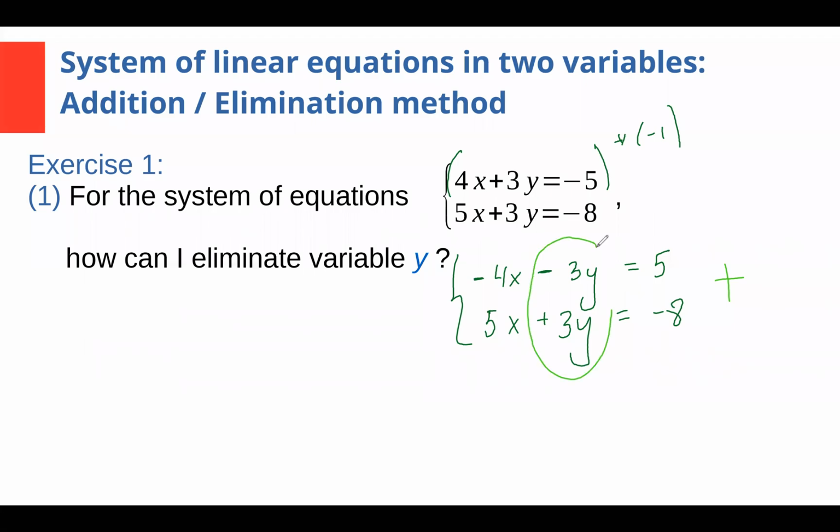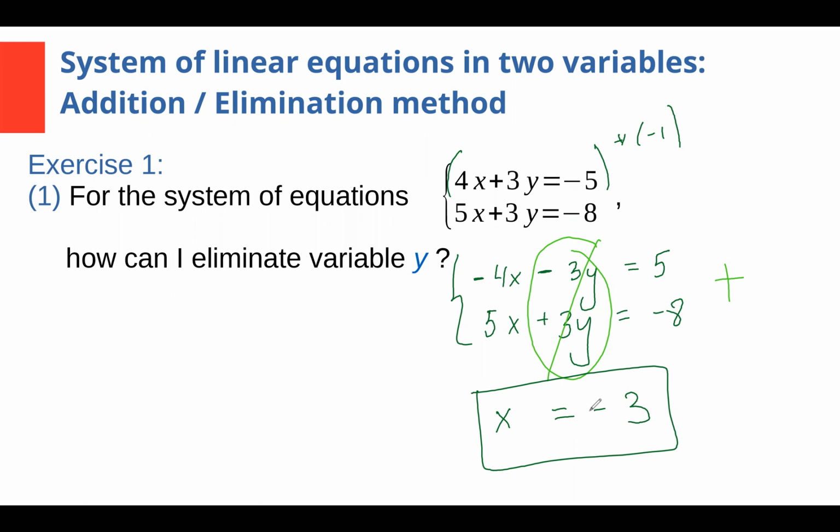Right, so these two y's will cancel out. For the x, -4 plus 5 will be 1, so it's just 1x, and on the other side, we will have -3. So we will find the value of x. You see what I did? I eliminated y, and I found the x, right? So I found the opposite one.